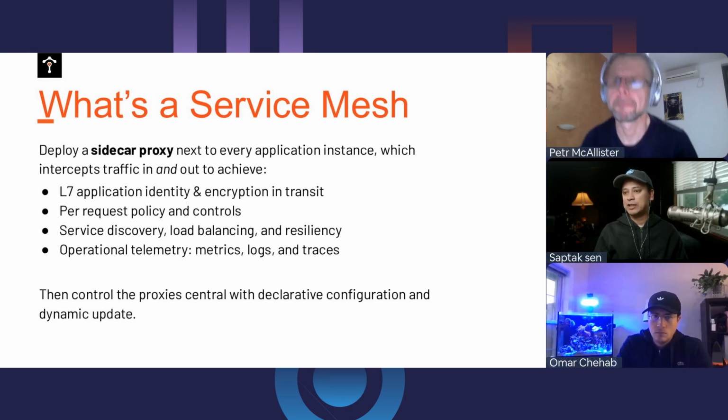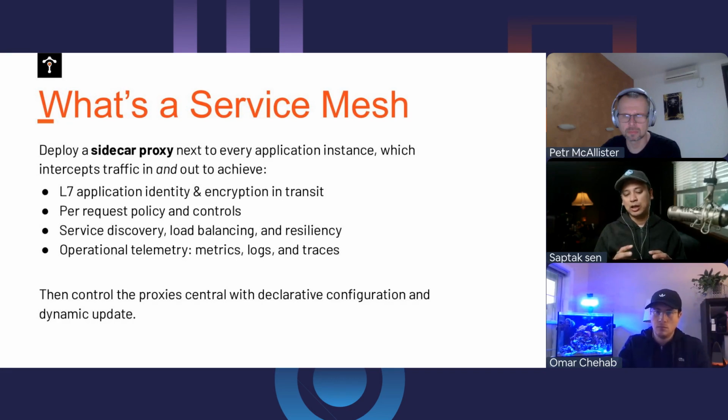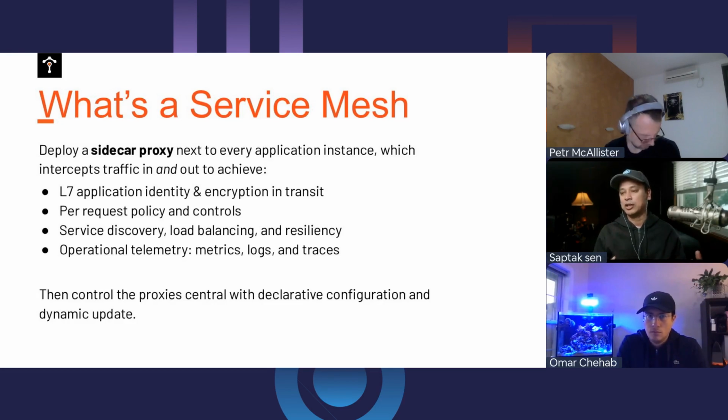A service mesh basically provides you a bunch of benefits. The benefits are, first and foremost, around being able to enforce encryption in transit and to establish application identity. What it means is that when a service wants to communicate with another service, you want to make sure that that service has an identity which can be validated and authorized to enable that communication.